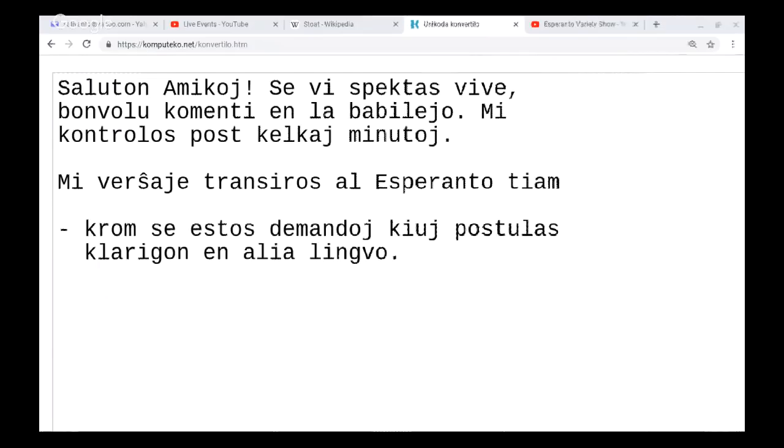Do you use Duolingo? How do you get the most out of it? All right, that's what we're going to be talking about today. Today, we're going to talk about Esperanto, but the tips that we talk about will apply no matter which language you are learning.